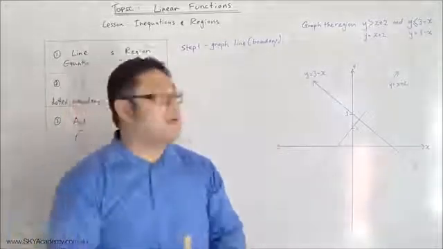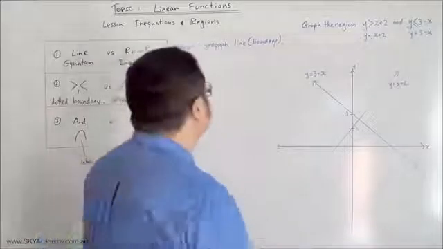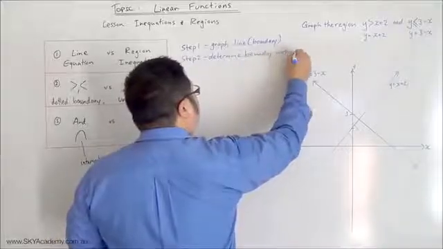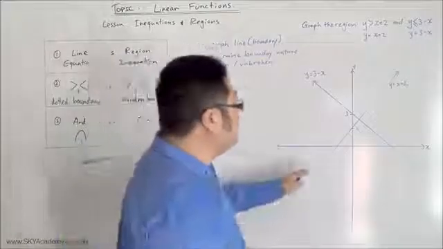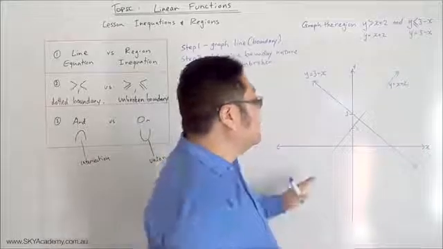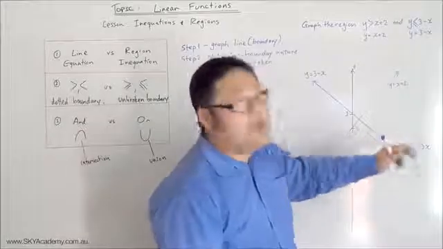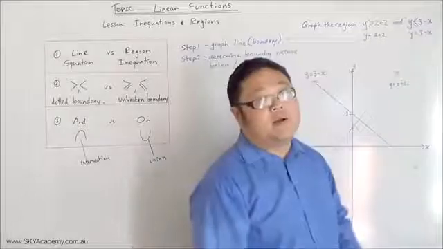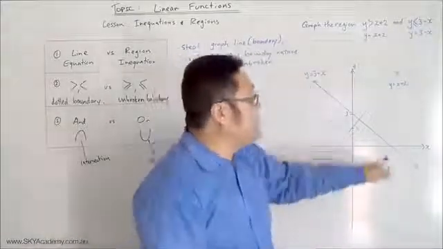Got it? Okay. Now the next thing that we need to do is to determine the boundary nature. And what I mean is whether it's broken or unbroken. Okay. So for this example, see how it's greater than 2 and not greater than or equal to 2? So this is going to be a broken line. Whereas this equation, and I've changed it to make it more interesting, y is less than or equal to 3 minus x, that's going to be an unbroken line, okay, because it includes the boundary.